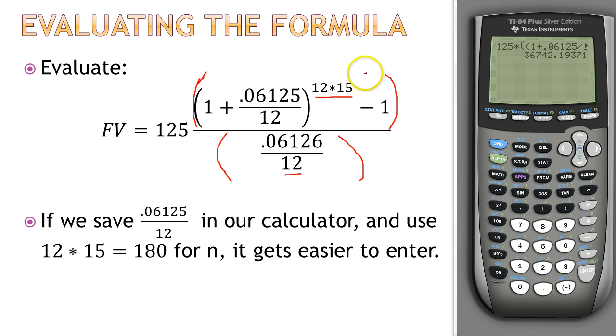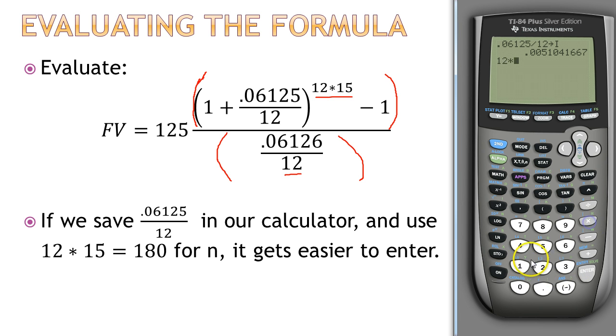If we use 0.06125 divided by 12 in our calculator as I, then we don't have to type it every time, and it gets a lot easier. Let me show you how. Type in 0.06125 divided by 12, and then look at this store button down here. Store alpha, and I'll pick I as the letter I want to store that in for interest rate. So once I hit enter, it shows me the number, but it has stored it in the I variable so that I no longer have to type that every time.